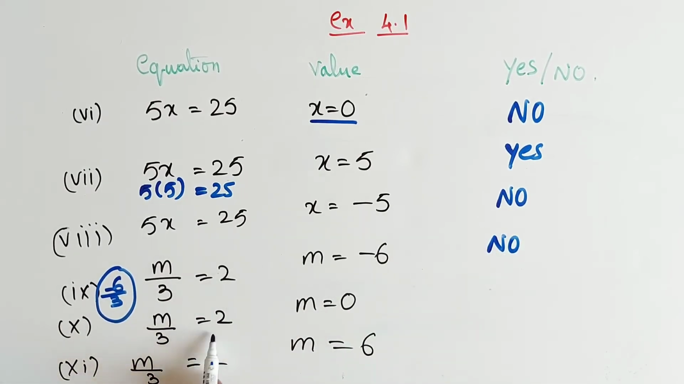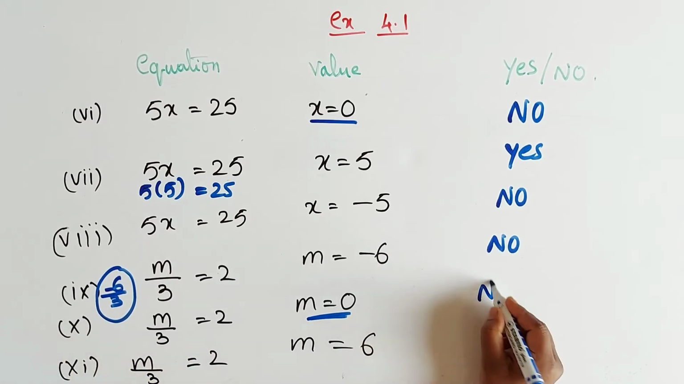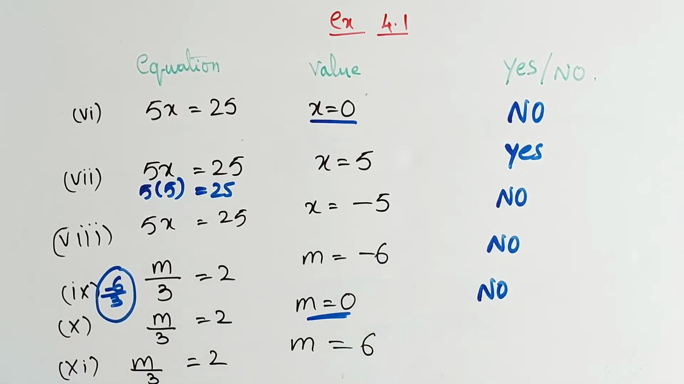10th one, m by 3 equal to 2. Here m equal to 0. Put m equal to 0 into this equation. 0 by 3, 0 by any value it gives 0. So it is also not satisfying. 11th one, m by 3 equal to 2. Here m equal to 6. We'll check 6 by 3. 3 twos are 6. So it is satisfying.